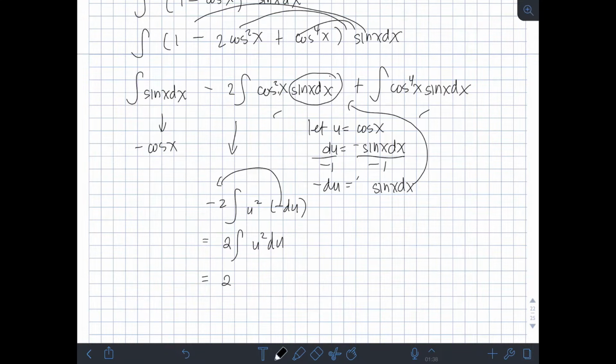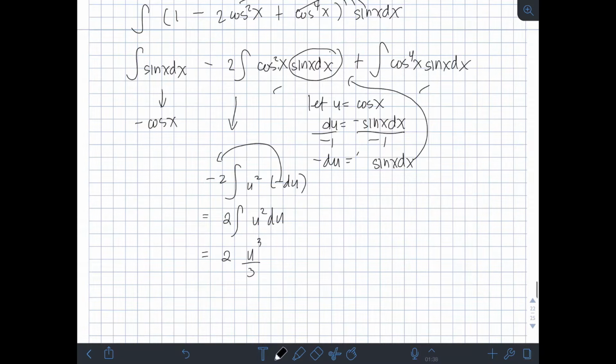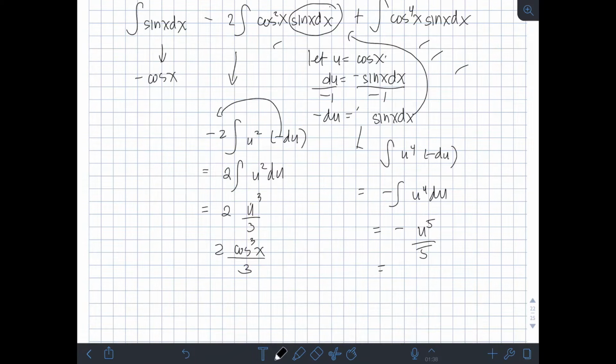So, equal to, sa power rule uli, u raised to the 3rd over 3. So, balik natin in terms of x, cos x. So, 2 cos cube x over 3. Okay? And then dito, ganun din, equal to saan? Same substitution din na integral ng u to the 4th negative du. Or negative integral ng u to the 4th du, power formula, negative u to the 5th over 5. So, balik natin in terms of x na cos x, negative cos to the 5th x over 5.